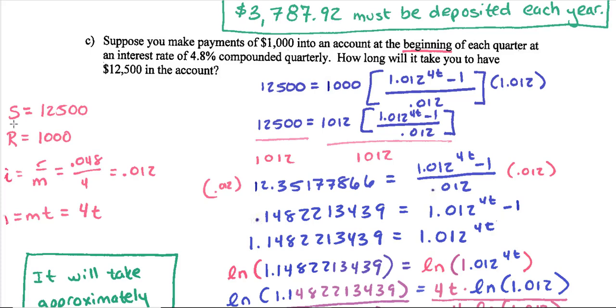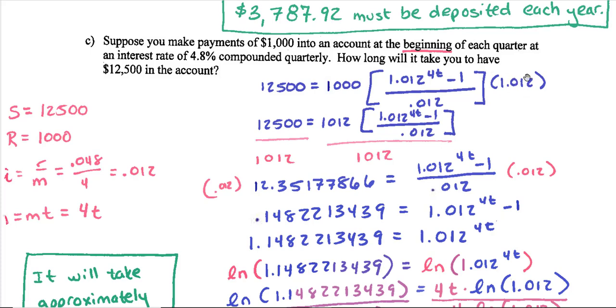R, our continual payments or our continual deposits, are 1,000. I, which is R over M, is 0.048 divided by 4. Compounded quarterly is 4, which gives us 0.012. And then N, which is M times T. M is 4, but T is what we're looking for. So let's plug that all into the formula. Our future value S, 12,500, is equal to our R, 1,000 times (1.012)^(4t) minus 1 over 0.012, times this extra interest payment of 1.012.